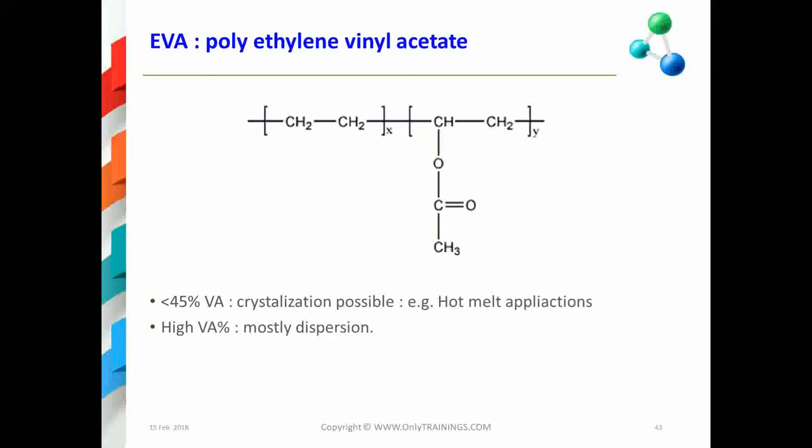EVA is encountered in a lot of products. EVA can be crystalline, or it can be, in fact, amorphous, and it depends on the amount of vinyl acetate. If the vinyl acetate amount is rather low, let's say lower than 45 or even lower, then crystallization is possible. And then, for instance, it can be used in hot melt applications, or it can be used in thermoplastic elastomers and so on.